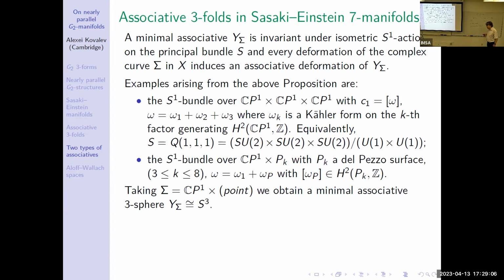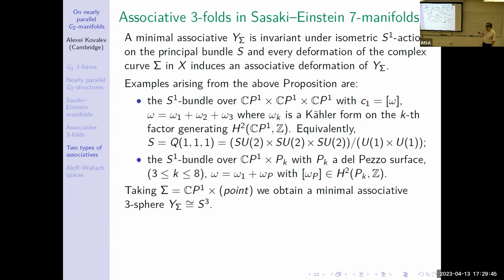So we take for a threefold the product of three projective lines, and take the Kähler form corresponding to the pullbacks of three standard Kähler forms on CP1s, normalized in such a way that they give an integer homology class. Then we take the corresponding circle bundle, whose Euler class is this sum of Kähler forms. So that gives a homogeneous space. I wrote down an alternative description that shows what homogeneous space it is. So that's one example that works.